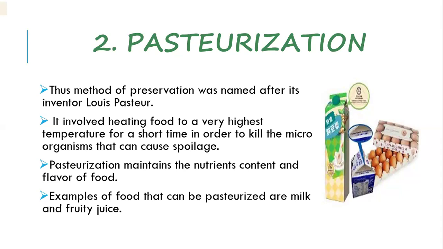And as you can see here are some foods that have been stored by this kind of method, that is pasteurization. Now, pasteurization retains the nutrient contents and the flavor of the food, and examples of foods that can be pasteurized are milk and fruit juice. As you can see here, milk and also eggs can be pasteurized in a way that helps to preserve the food and maintains the nutrient contents and the flavor of the food.